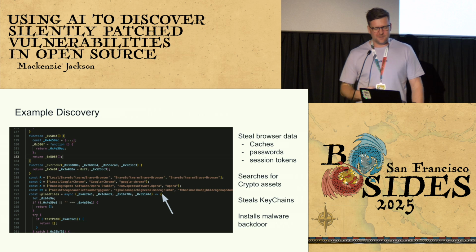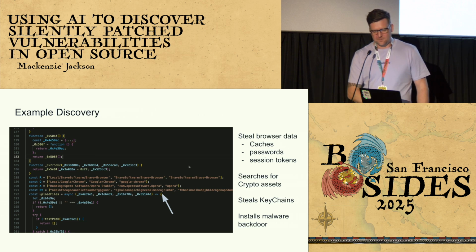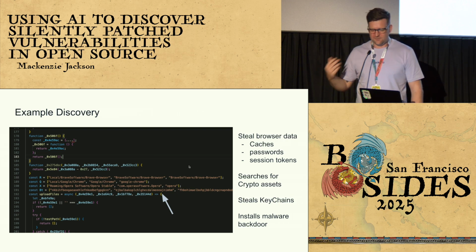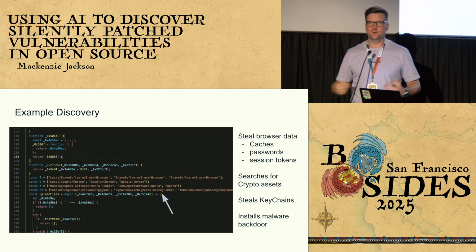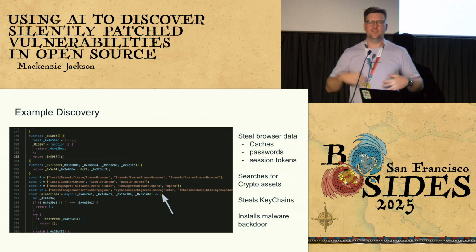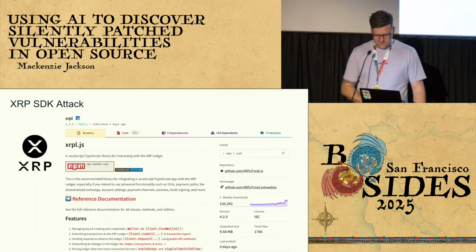Here's some of the payload that we looked at. In this case, these are the IDs of some browser extensions for browser wallets. It was looking for caches, looking for passwords. It was trying to get your macOS keychains if you were on a Mac. So it was doing lots of nasty things, and then, as I said before, installing that backdoor.